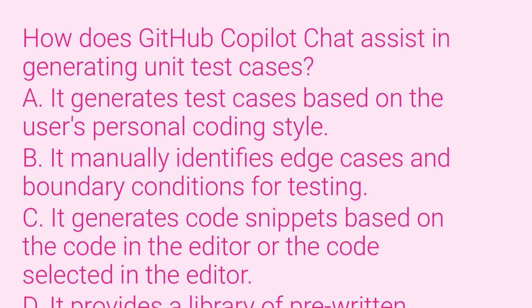How does GitHub Copilot Chat assist in generating unit test cases? A. It generates test cases based on the user's personal coding style. B. It manually identifies edge cases and boundary conditions for testing. C. It generates code snippets based on the code in the editor or the code selected in the editor. D. It provides a library of pre-written test cases for common functions. Answer. C. It generates code snippets based on the code in the editor or the code selected in the editor.